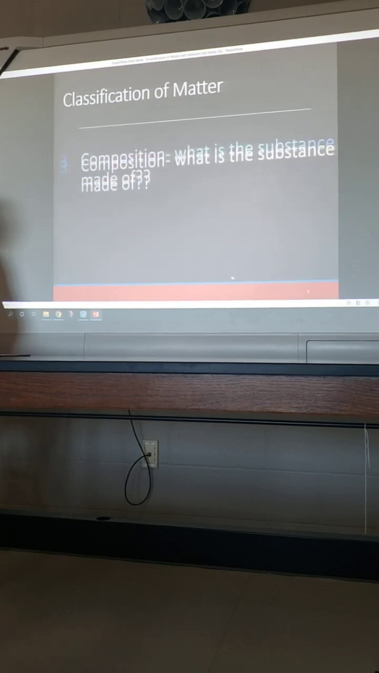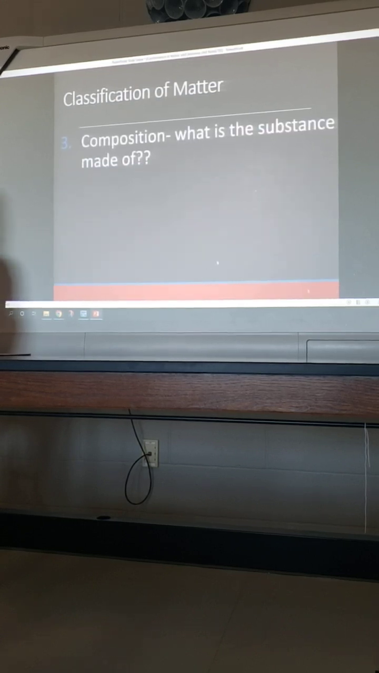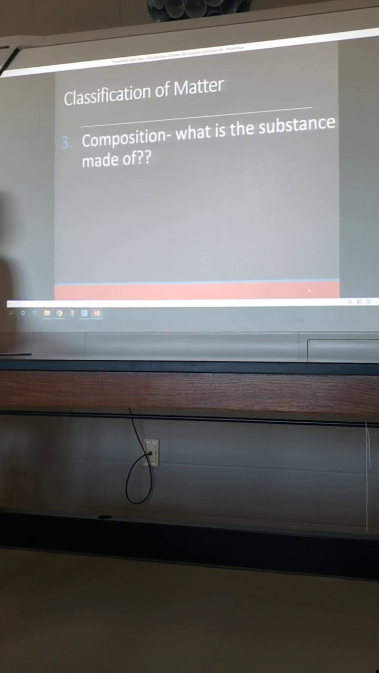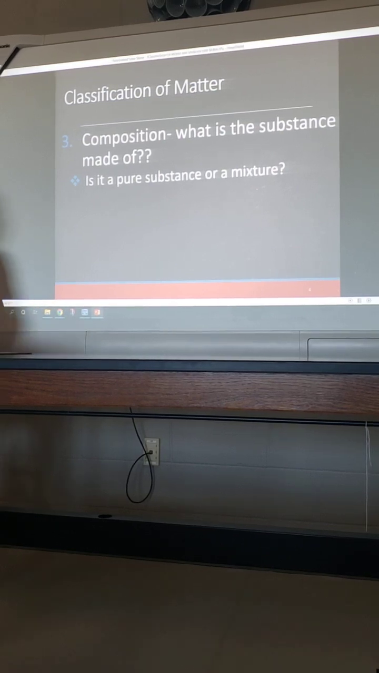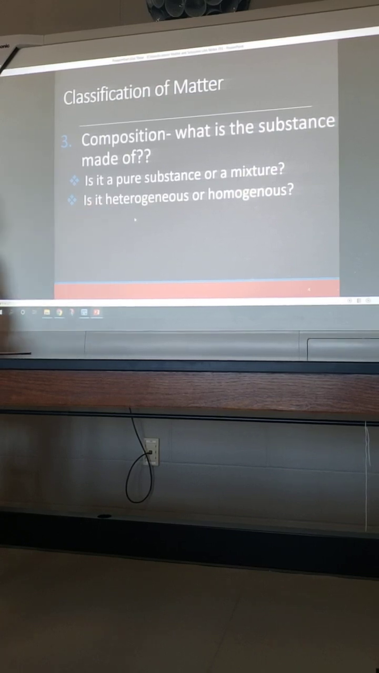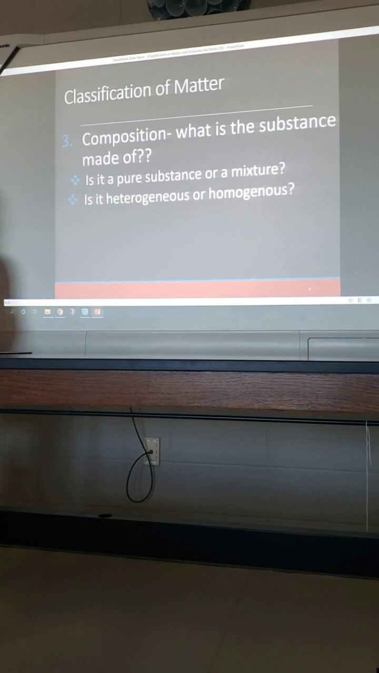And then finally, what is a substance made of? What is it, right? Is it a pure substance? Like, is it all one thing, or is it a mixture of multiple different things? Okay, so I have a container that has all peanuts in it. That would be considered a pure substance. If I have a thing of trail mix that has peanuts and maybe pretzels and M&Ms, like a variety of different things, that would be considered a mixture. Right, so we're going to look at those different combinations. We'll also talk about heterogeneous and homogeneous if we're talking mixtures.